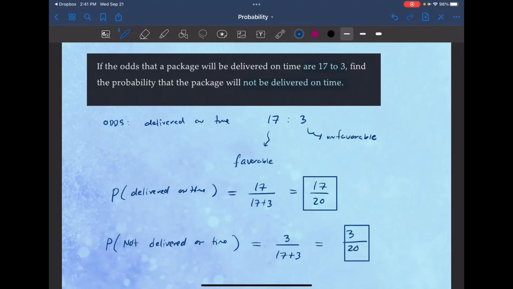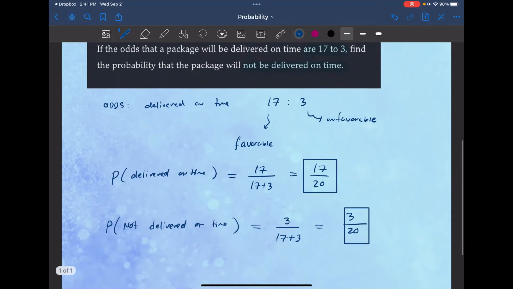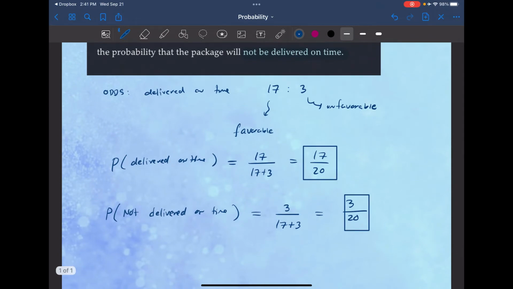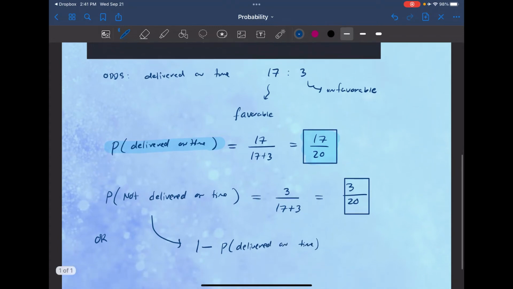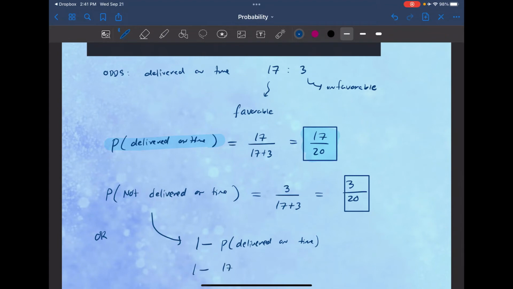Another way to look at it is to use the complement event. If you know that the probability of delivering on time is 17 over 20, then the probability of not being delivered on time is 1 minus the probability that it is going to be delivered on time. That gives us 1 minus 17 over 20, which is 3 over 20. So that's another way to look at the same problem.